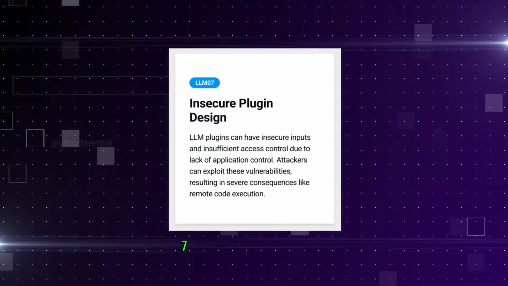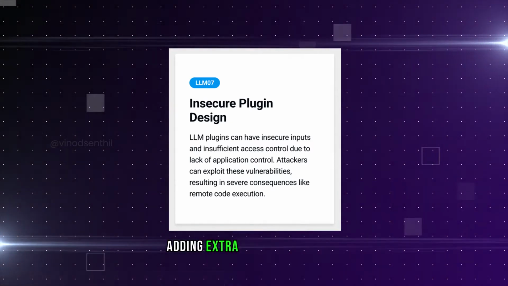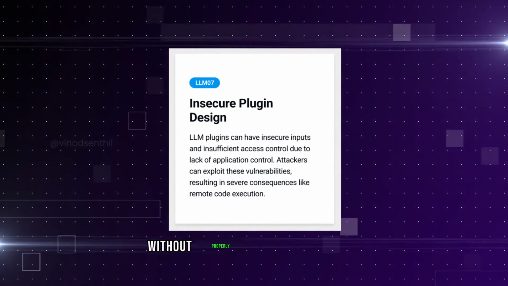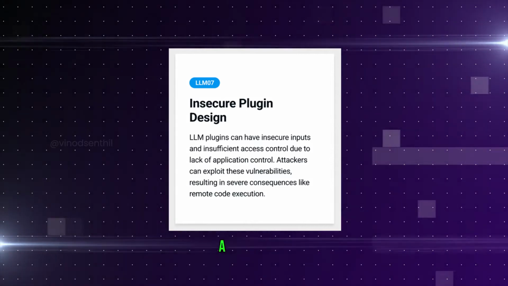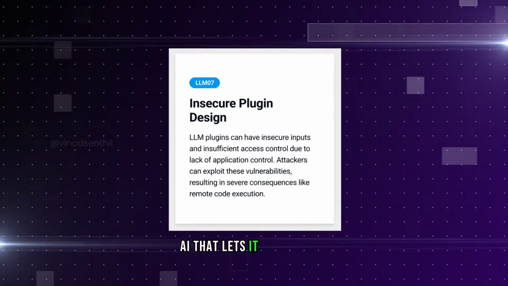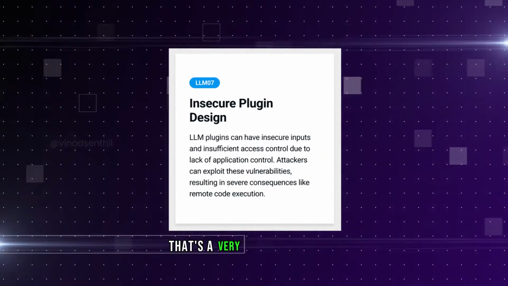7. Insecure plugin design. Adding extra features to the AI without properly doing safety checks. For example, a plugin for AI that lets it connect to insecure websites. That's a very simple example.